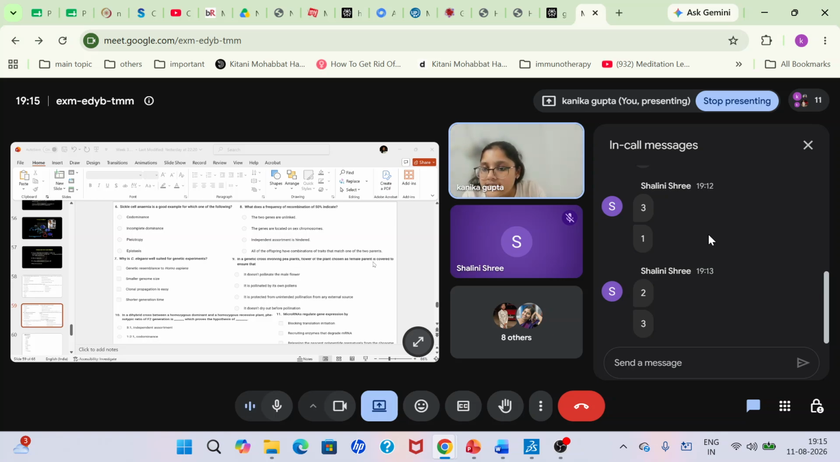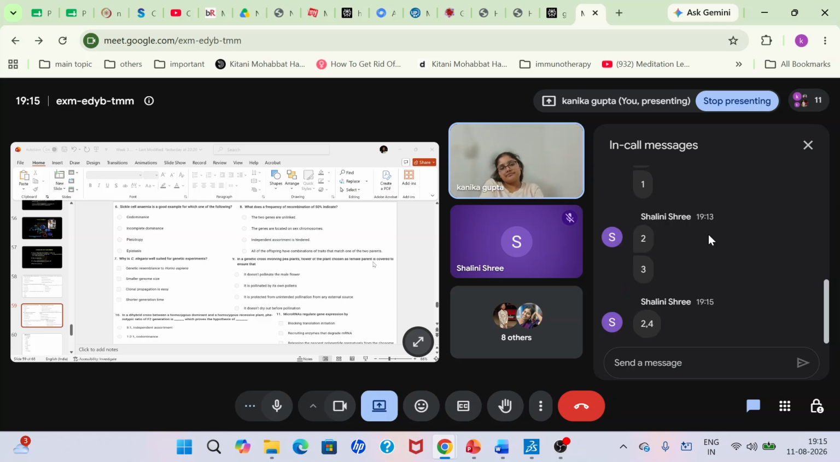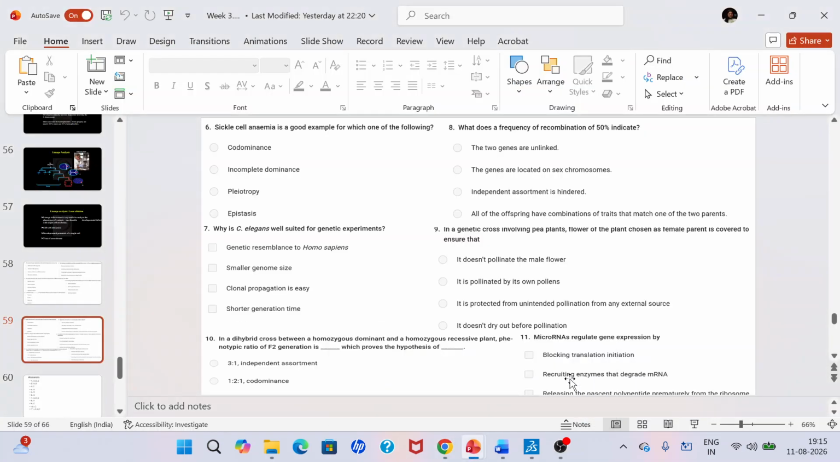Next question. Why is C. elegans well suited for genetic experiments? 2 and 4. The smaller genome size and shorter generation time. Good. One more answer to this question is that clonal propagation is easy. That is how its lineage study could be done comfortably.